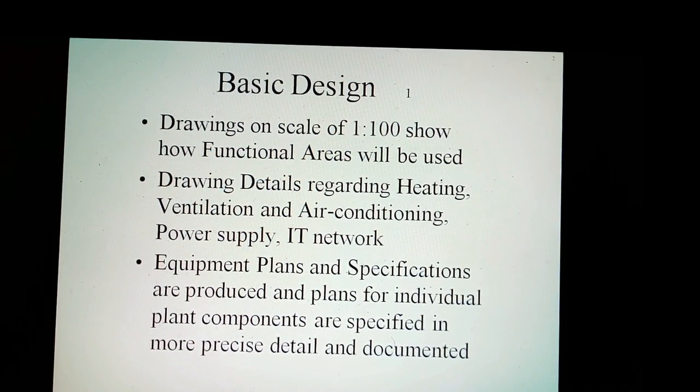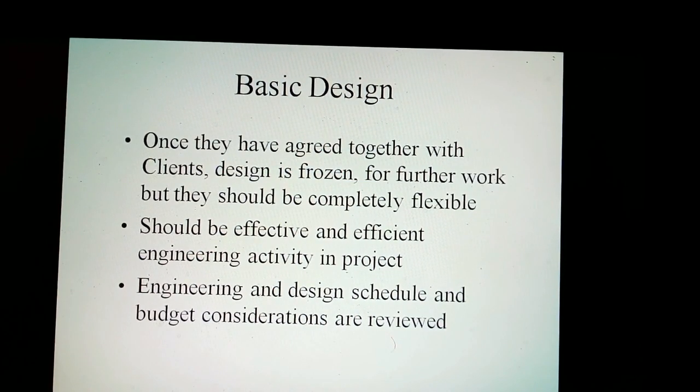Drawings on a scale of 1:100 show how functional areas will be used. They provide details regarding heating, ventilation and air conditioning, power supply, IT network. Equipment plans and specifications are produced and plans for the individual plant components are specified in more precise detail and documented. Once they have agreed together with clients that the plans have reached their optimal peak, they are now in the position to make an offer for the next stages on a turnkey basis. However, they should be completely flexible.